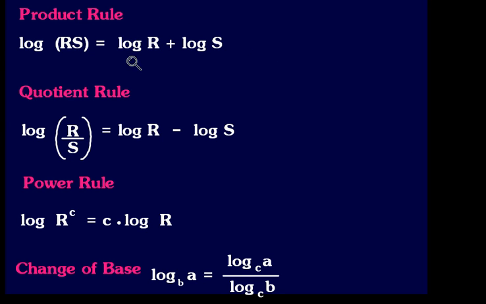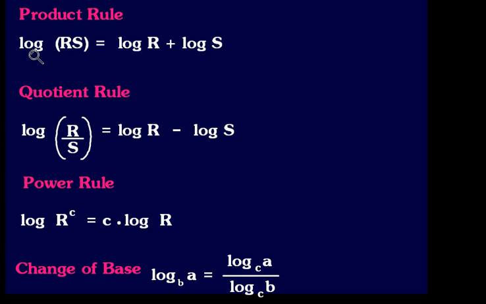So these are the rules or properties of logarithms. Each of these rules gives you two ways that you can expand or condense a logarithm. We're assuming that all of these logs in each expression are the same base.